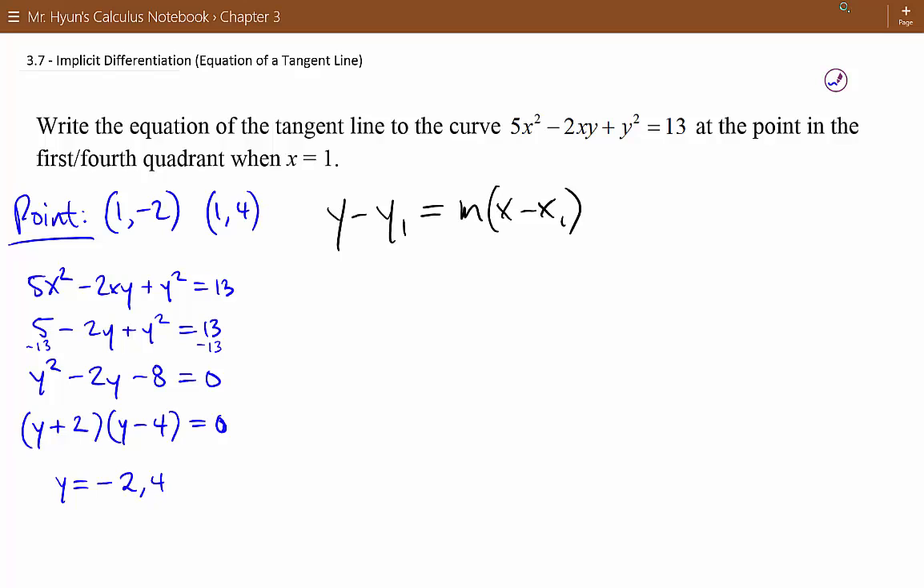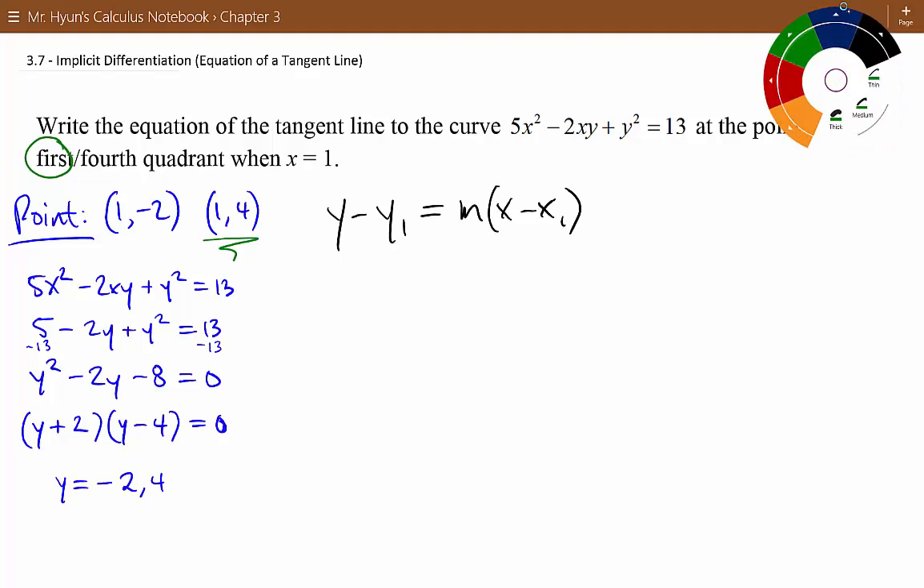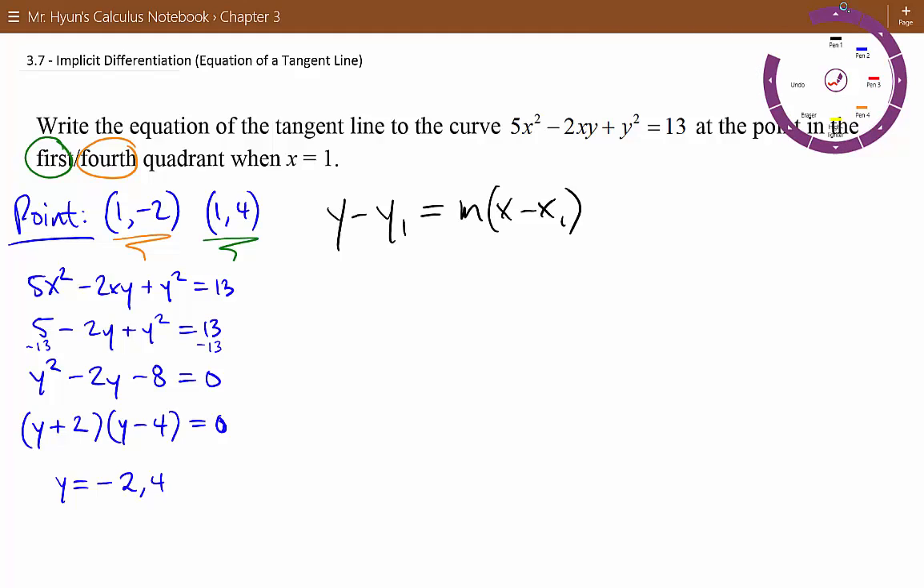So if you got a question that said use the first quadrant, then we'll go ahead and use the point 1, 4. If you got a question that said use the fourth quadrant, then we'll use the point 1, negative 2. So let's leave that for a moment and get to our slope calculation.